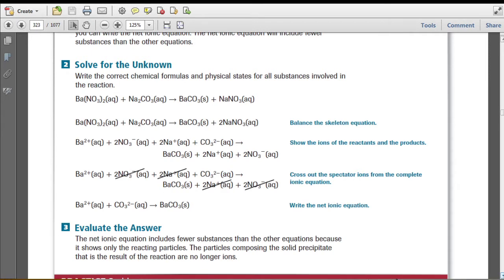Now notice how you have two nitrates in barium nitrate. So we have to put the 2 in front of the nitrate on the reactant side. The same thing goes for the sodium. We have 2 sodiums in sodium carbonate, so we must put the 2 in front of the sodium cation on our reactant side. And the same thing goes for our product side. Now we cross out the spectator ions to form the complete ionic equation, and whatever is left over is what we call our net ionic equation.